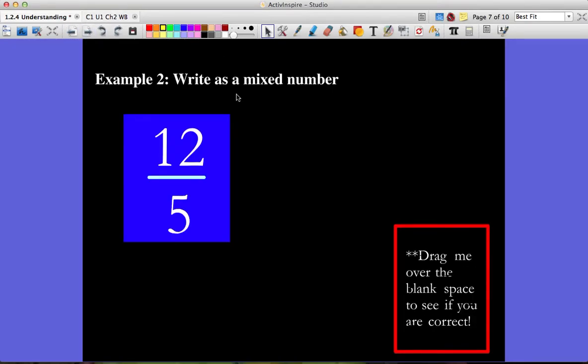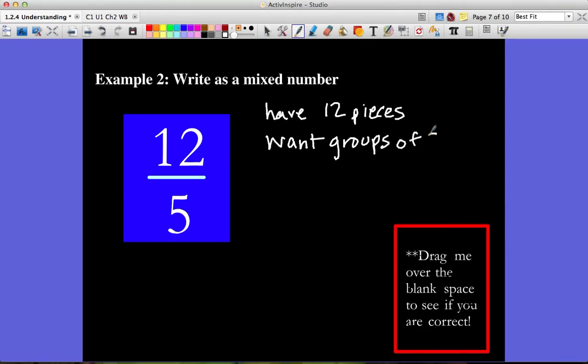All right, so now we're doing the opposite though. So now we have this improper fraction and we need to turn it into a mixed number. So we have to think of what this means. This means I have 12 pieces. So I have 12 pieces. And I want groups of 5.